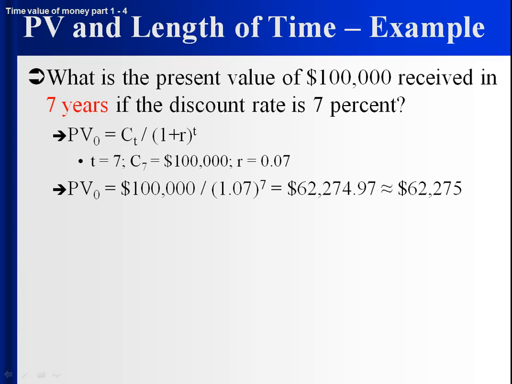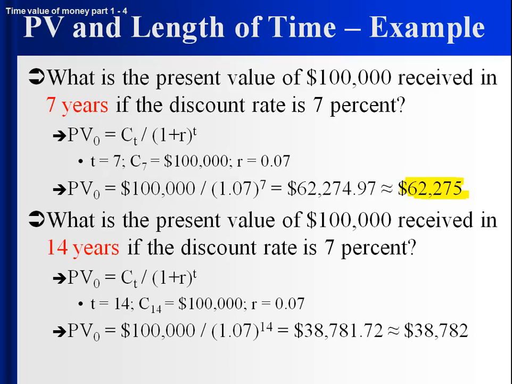So again, remember, if we have to wait 7 years to get our 100,000, at 7%, it's worth 62,275. What if we have to wait 14 years? Well, we would say it's worth less, and now we can say exactly how much less it is. It's 38,782. 100,000 discounted by 7% per year for 14 years is 38,782.